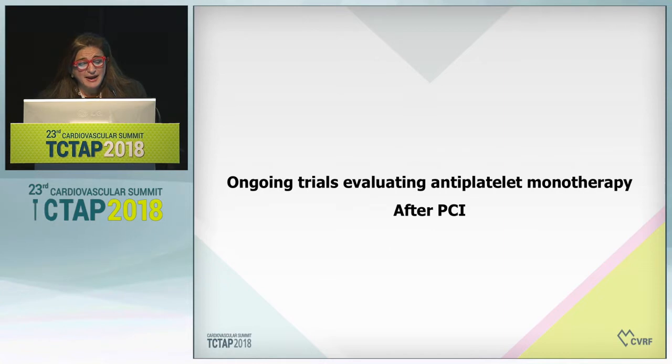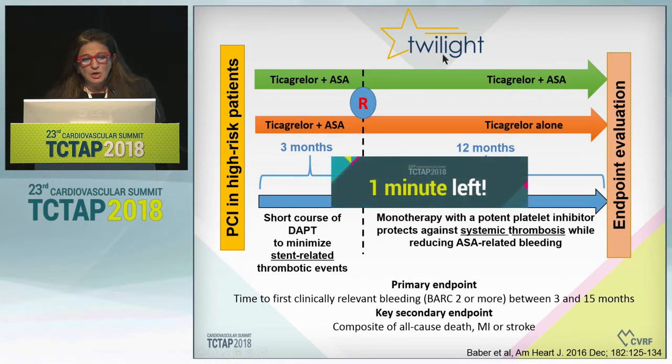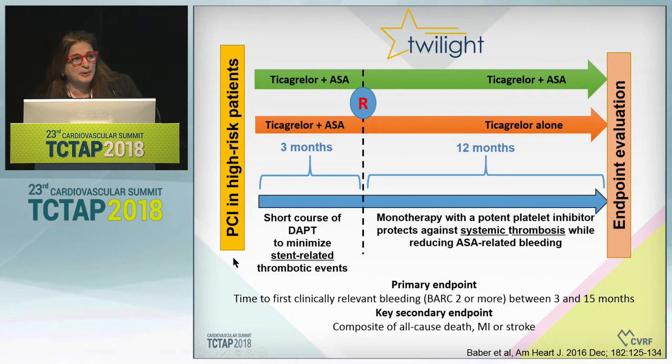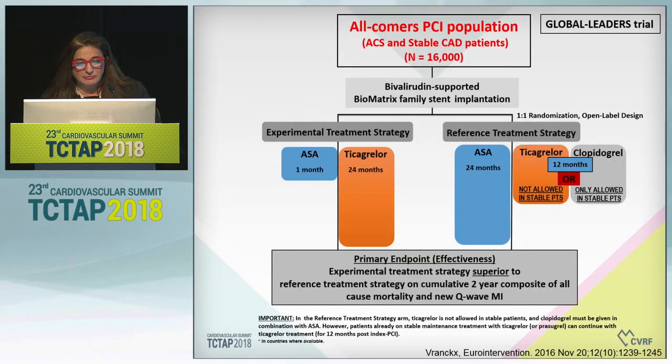And what's going on right now are several trials of antiplatelet monotherapy after PCI. The one I'm extremely proud of is the TWILIGHT study, where we started PCI in high-risk patients who were discharged home on aspirin and ticagrelor for 3 whole months. At 3 months, they're evaluated and randomized to ticagrelor plus placebo versus ticagrelor plus aspirin, double-blind placebo-controlled. We have completed our randomization of 7,200 patients, where we enrolled 9,000 patients, and we included these very high-risk patients.